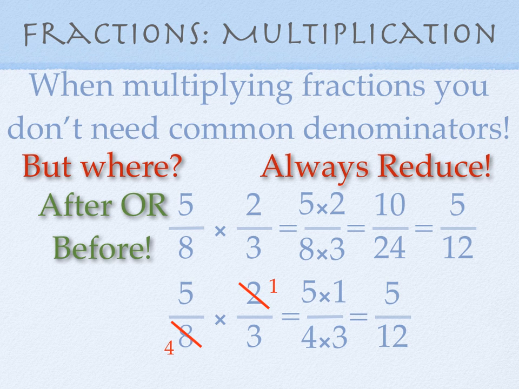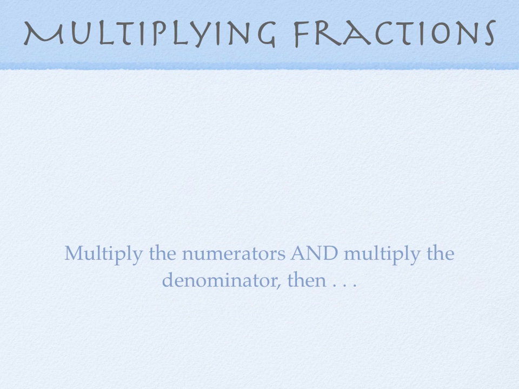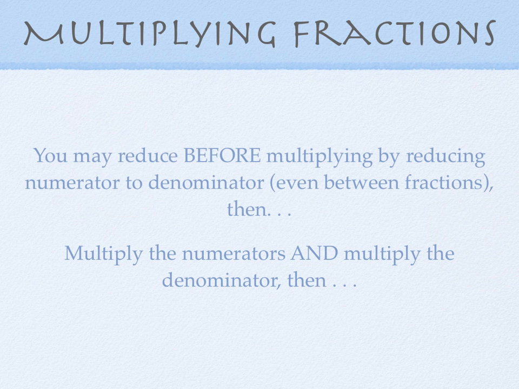Hopefully we'll do some practice using both, but multiplying fractions, multiply the numerator times the numerator. Now, don't forget it's up and down, side to side, but never side to side between the denominators. It's always a diagonal or an up and down. Okay? So, let's take a moment. We can write down what the notes are. You may reduce before multiplying by reducing the numerator to the denominator, even between the fractions, and then we multiply the numerators and multiply the denominators.